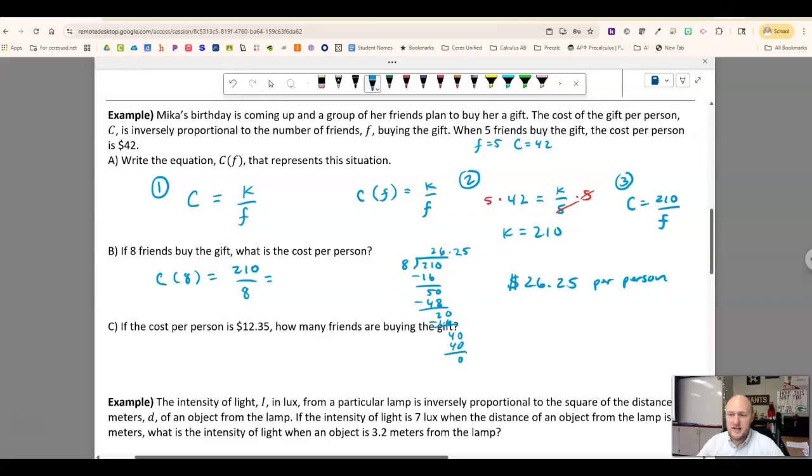Okay, C. If the cost per person is $12.35, how many friends are buying the gift? So now they give you cost. Okay, well, cost is $12.35. Well, that's 210 divided by F.